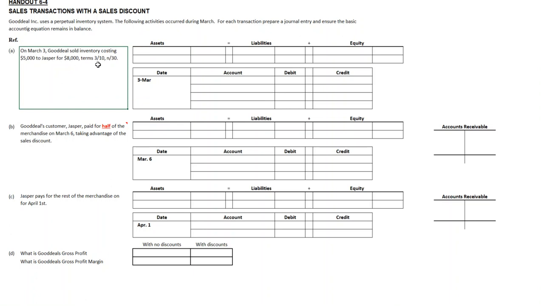So again, the terms 3/10, net 30 means we will give our customer a 3% discount if they pay within 10 days. Otherwise, they owe the full amount or remaining balance in 30 days.